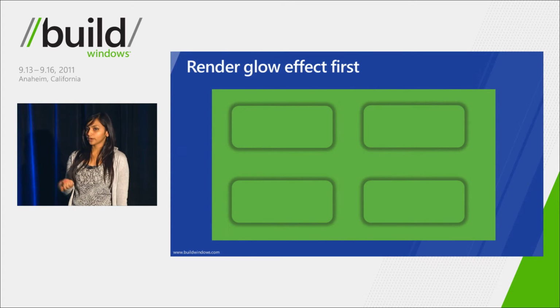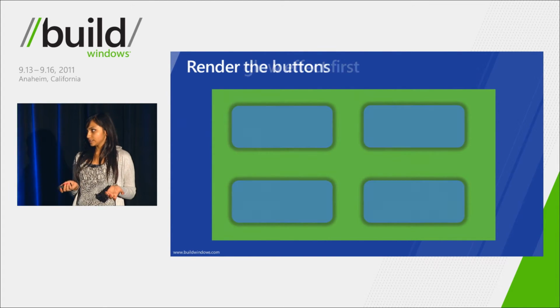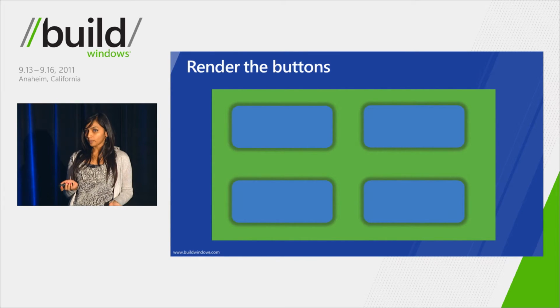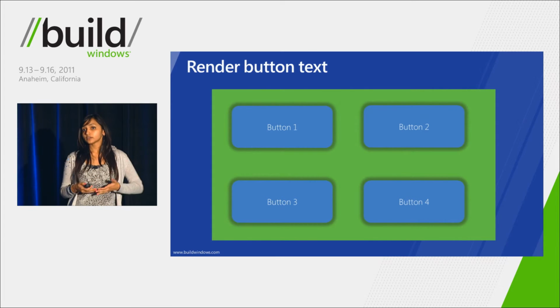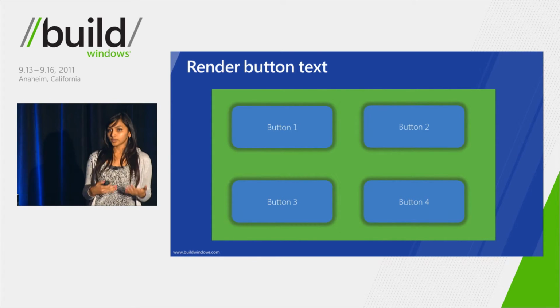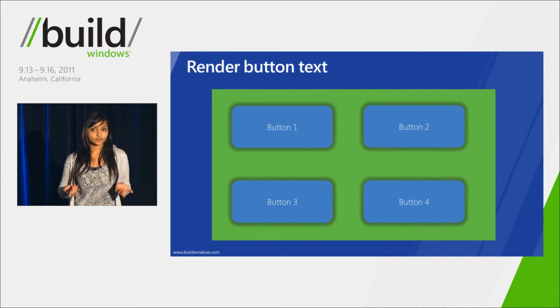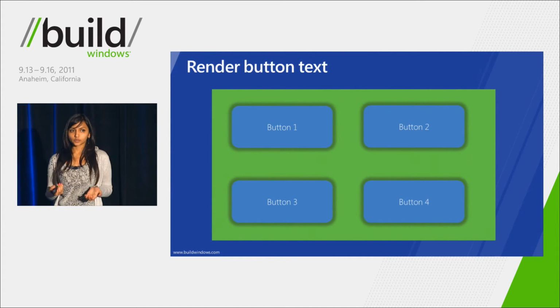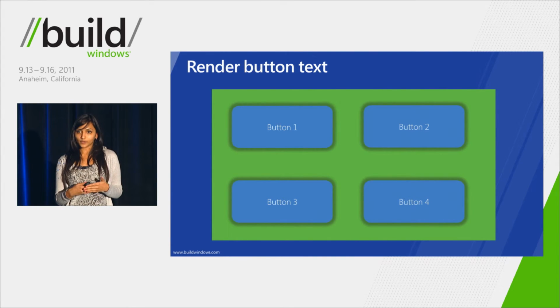What you probably want to do is start with drawing all the effects first, and then draw all the geometry and all the text. What this lets Direct2D do internally is coalesce similar types of commands together and is basically optimized. So whenever possible, you want to club similar types of primitives together and render them as a group.